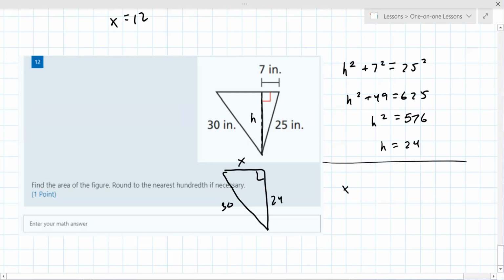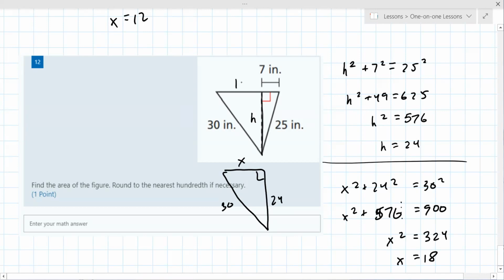You can say, okay, x squared plus 24 squared equals 30 squared. These numbers are bigger. Well, I guess we can do some of this. So this is 576. This is 900. X squared equals 324. So x ends up equaling 18. So this is 18 here. And this is 24, your height. So your base is all this. Your base is 18 plus 7, which is 25.